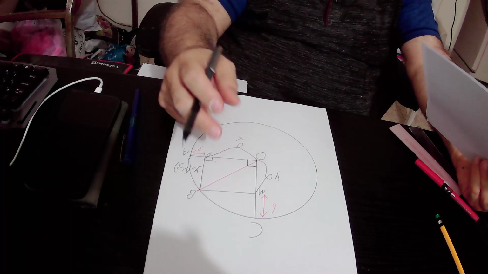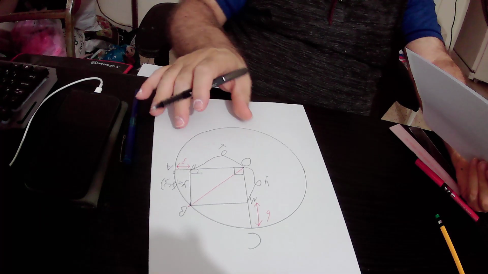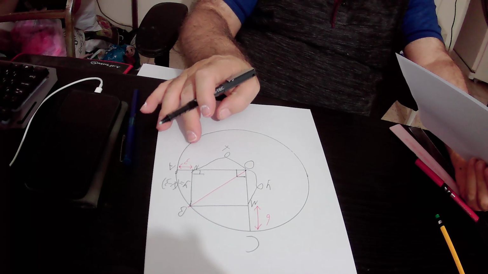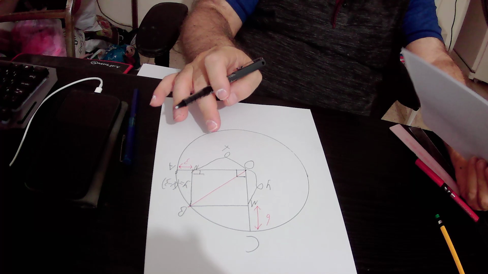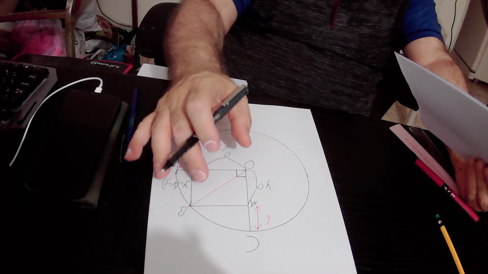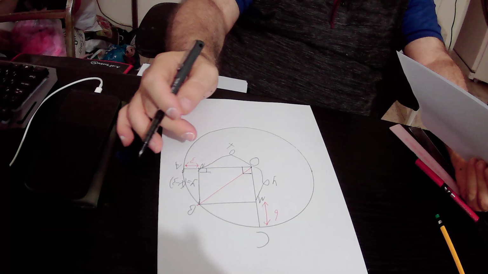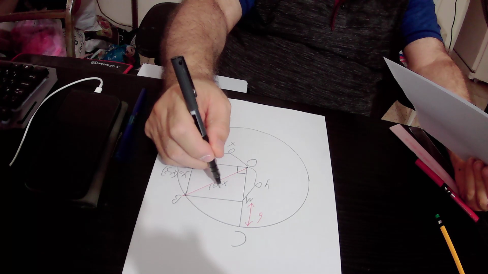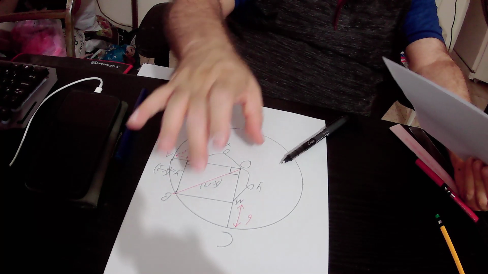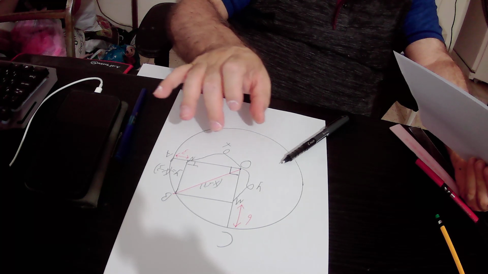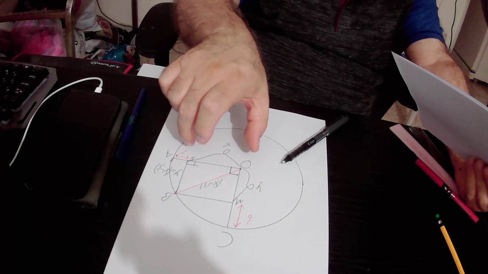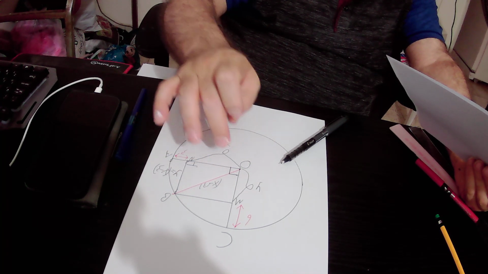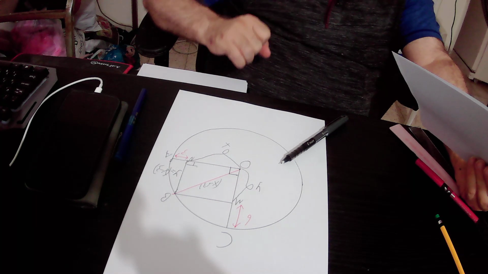So OB is the radius of the circle, but OA is also the radius of the circle, and OA equals x plus 3. So OB, that is also the radius of this circle, will also be equal to x plus 3. Okay? Both OA and OB are radii of this circle, and OA equals x plus 3, so OB also equals x plus 3.